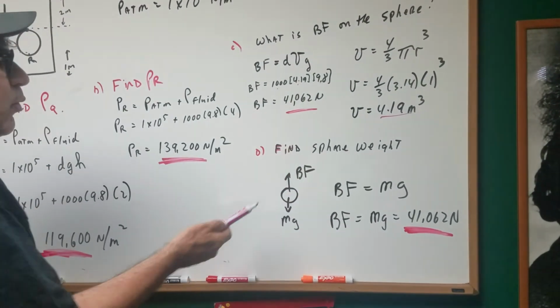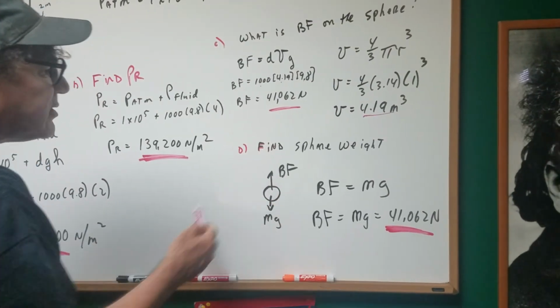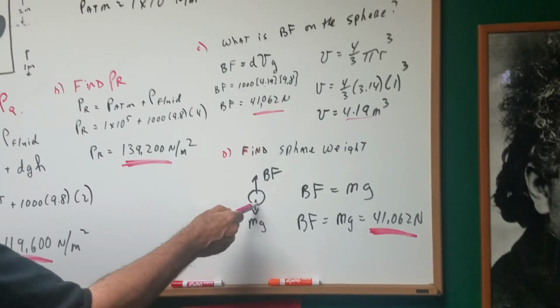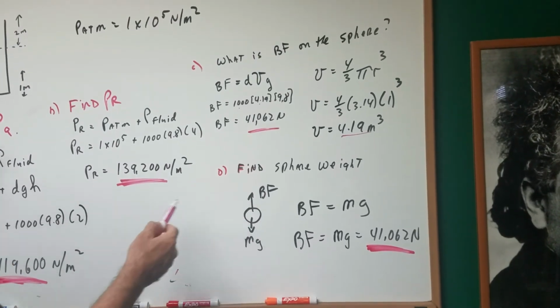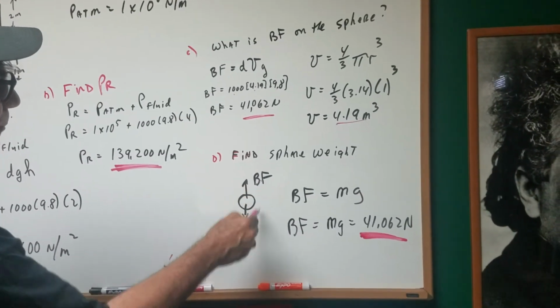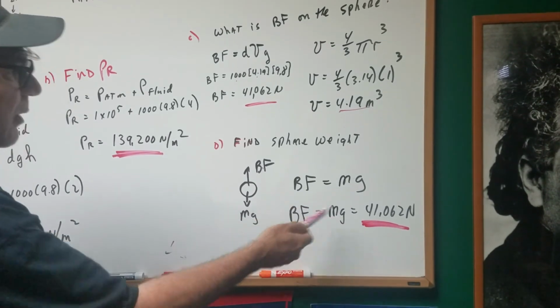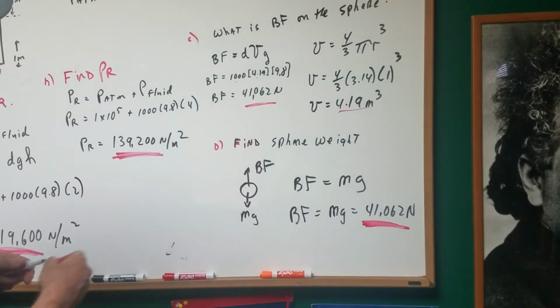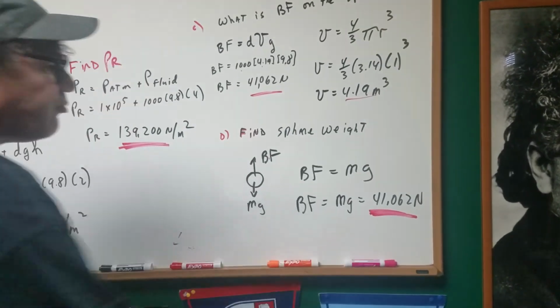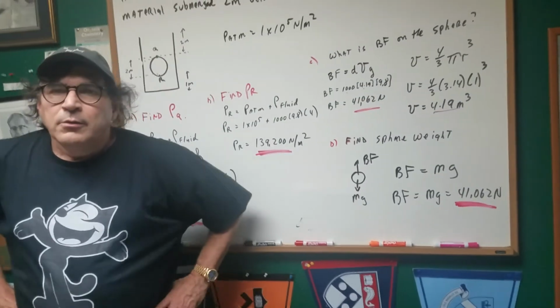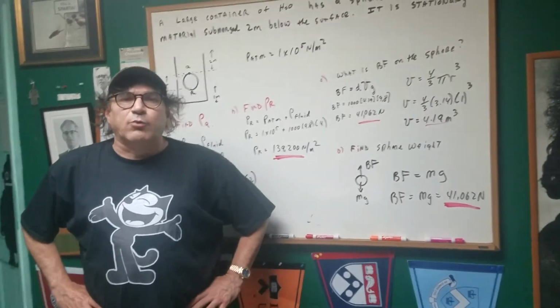Find the weight. Well, a free body diagram reveals the answer. You have the mg, that's the weight, going down. The buoyancy force goes up. Notice it's stationary, so the buoyancy force is equal to the weight. Buoyancy force was 41,062, so that would also be the weight of the object. Simple. Okay, I hope this gives you an idea of how to approach these problems.